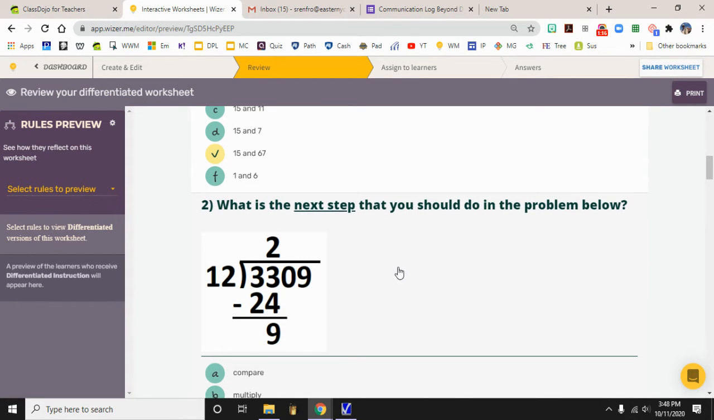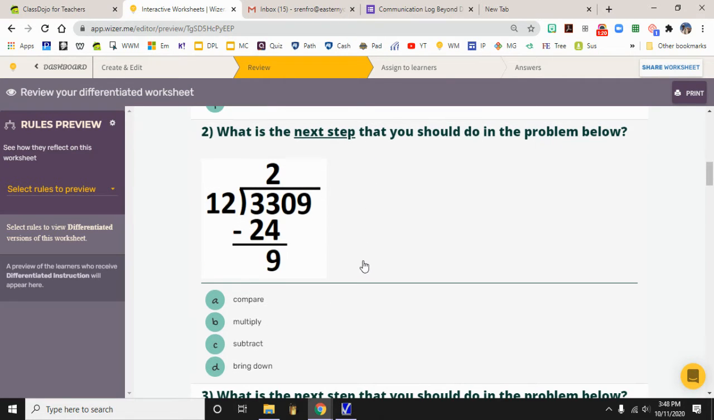Number two, what is the next step you should do in the problem below? Well, we compare what number times 12 gets me closest to 33. Would be 2, because 2 times 12 is 24. And then you subtract. The next step would be to bring down this 0. Bring down.